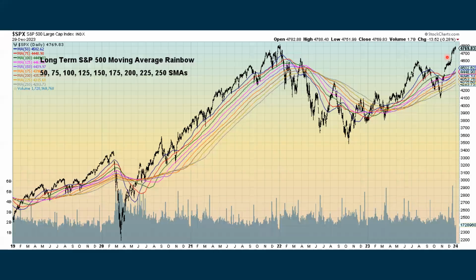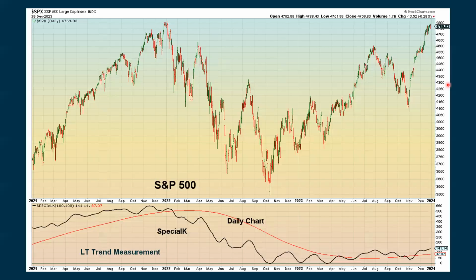And long-term, we also have a long-term rainbow going from 50 periods up to 250 periods, and we're well above all of the moving averages that are plotted here. And the more we stay above this, the more these lines will turn up and look more positive in the long term. Then this is the Special K chart. This is a long-term oscillator that we look at. We don't get very many signals from this. We are positive since we're above this red moving average. And so I don't show this because I'd just be showing the same thing day after day after day.